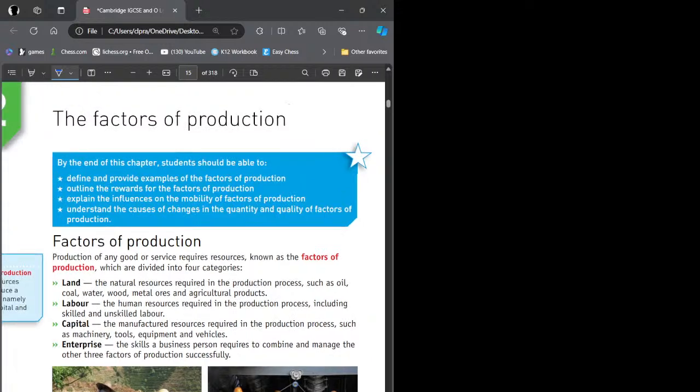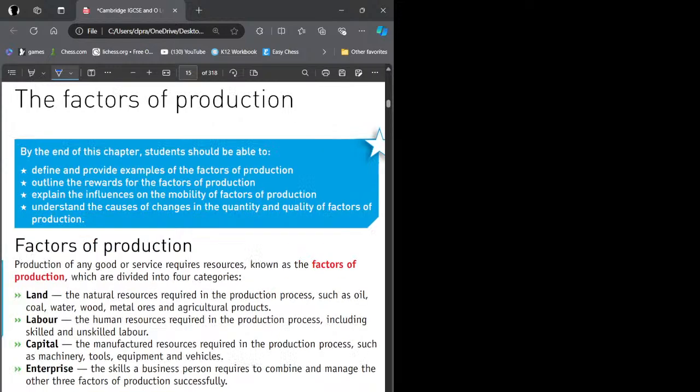Okay, so chapter 2, factors of production. Production of any good or service requires resources. Now, let's say you're using a pen to write down notes. In order to make that pen, you needed some resources, right? Maybe the spring, and the plastic, maybe your pen is made of plastic, that plastic is a resource. Then the way in which the whole pen was made was using factors of production, and these are divided into four categories. We are going to use the pen example and explain these things.